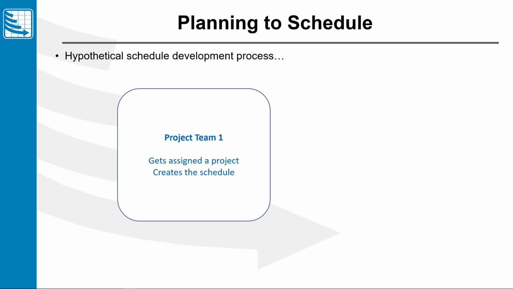Every 2 weeks or so, they come back to the room. The engineer says, hey, this is what I'm really doing. Hey, this is what I got going on next week. And they're building the schedule on the fly, and they execute the project. That is Project Team 1.